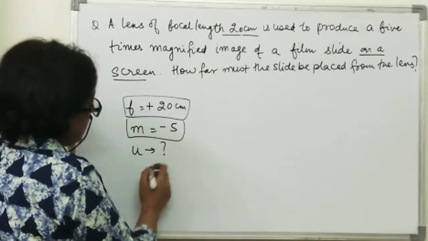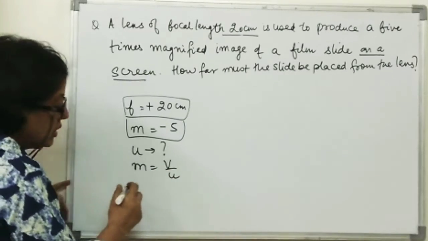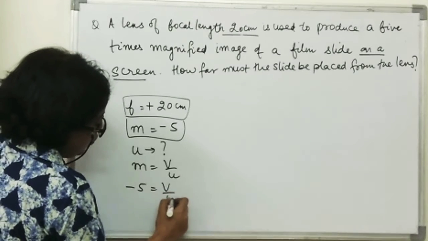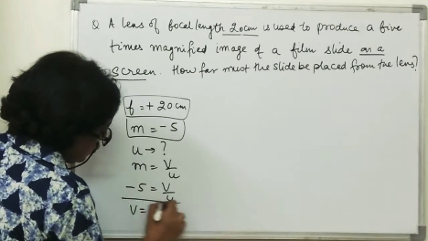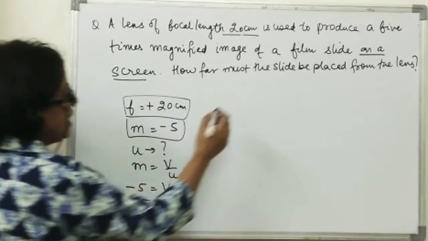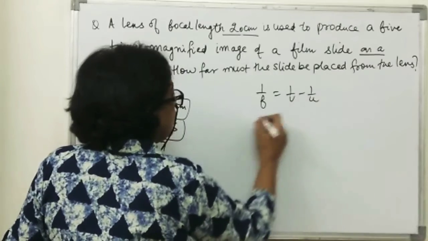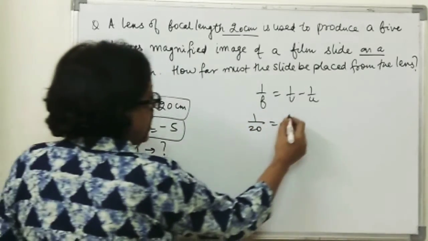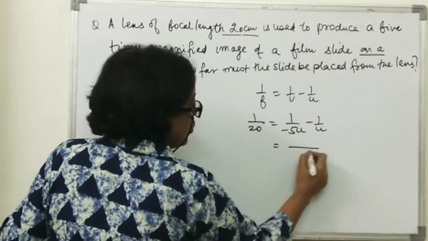So we know the formula: m is equal to v by u. That means minus 5 is equal to v by u. From here we can say v is equal to minus 5u. If we use this in the lens formula, which is 1 by f is 1 by v minus 1 by u, we have 1 by 20. Instead of v, I'll write minus 5u, minus 1 by u.